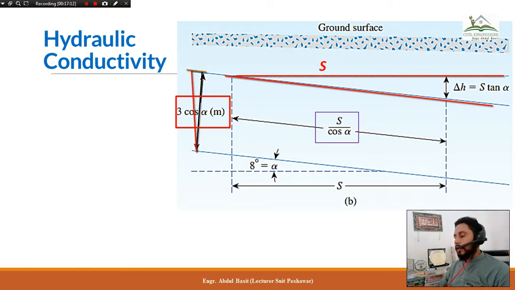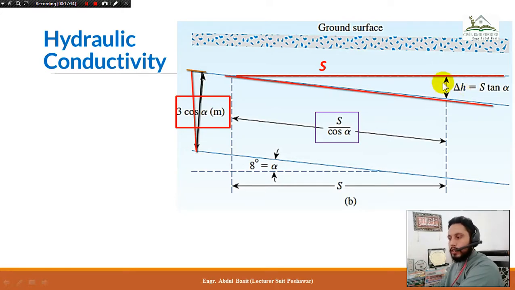If that is clear to you, then with simple geometrical equations you can determine any side of the triangle. Now if this is S divided by cos alpha, this line is also equal to S divided by cos alpha. We need to find this out, because at this point the head is equal to h. At this point the head is being reduced, so this reduction is equal to delta h.